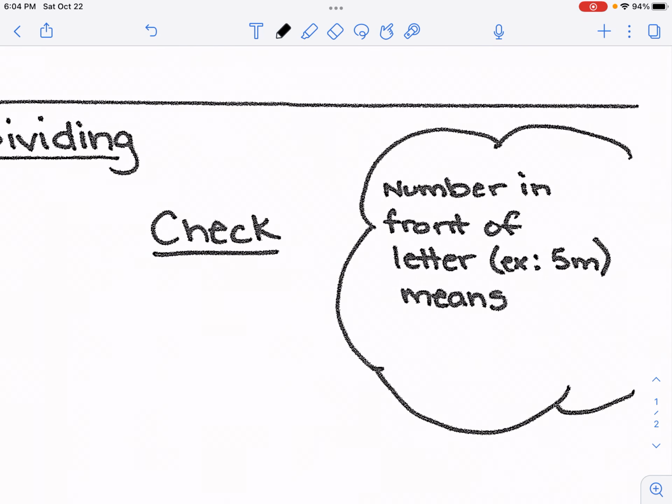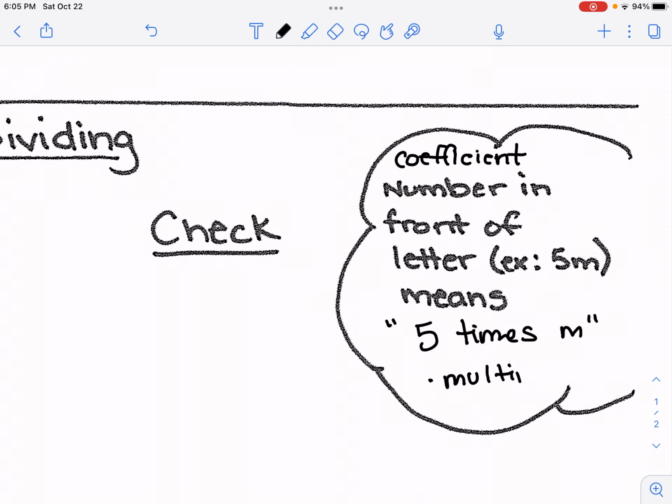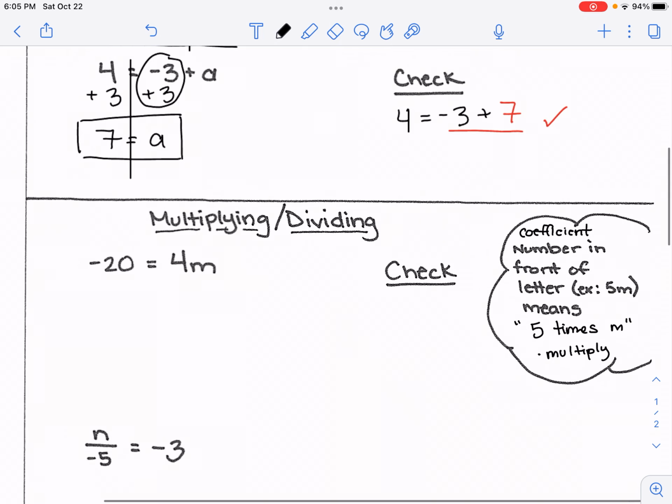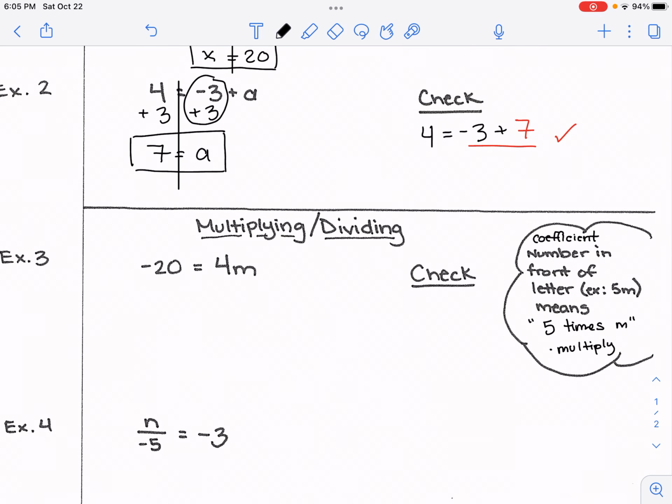The number in front of a letter is called the coefficient. It tells us how many variables we have, the quantity. So in this case, we have 5m. This means 5 times m. So here I'm just going to put that it means to multiply. Be mindful of that, because since it is multiplication, that tells us what the inverse operation is.